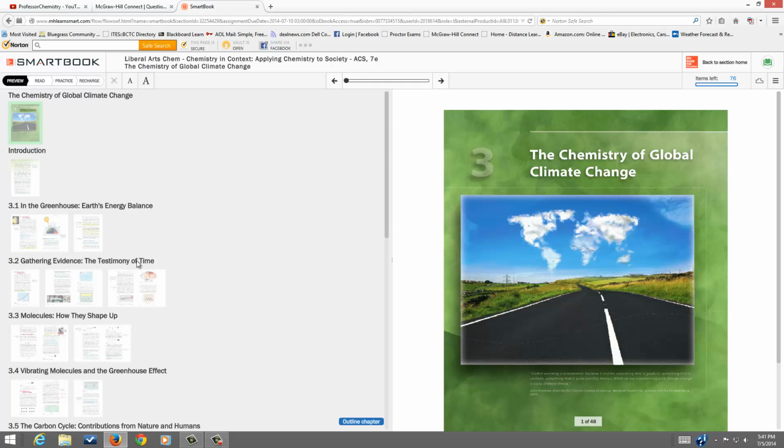And then, what's the testimony of time gathering evidence that there is a global climate change? Or, again, may or may not be, but you at least looked at some of the data here. All right. Section 3, the main thing here is, you're going to talk about different molecules that contribute to our climate, but you're also going to have to be able to draw these molecular structures using Lewis dot theory.